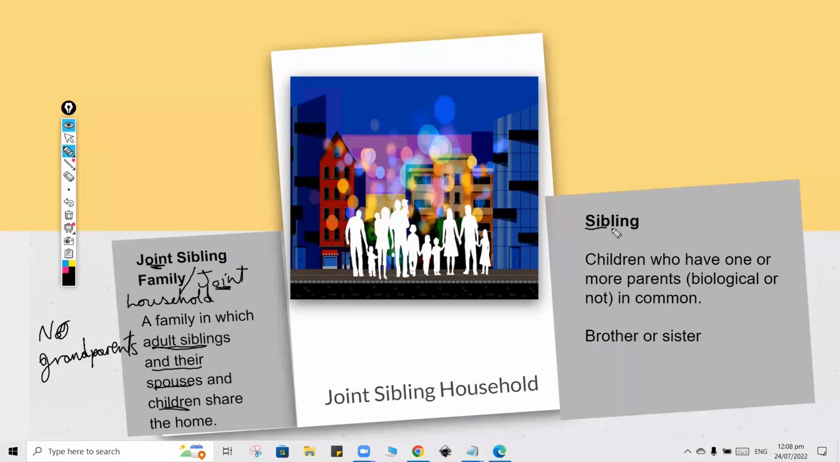in basic terms. But the strict definition is children who have one or more parents in common, and the parents could be biological parents, or they could be parents who adopted them, so adoptive parents. Notice we would say adoptive parents and not adopted parents. The children are adopted children, but the parents are adoptive. Or what's the other one? Parents by marriage.